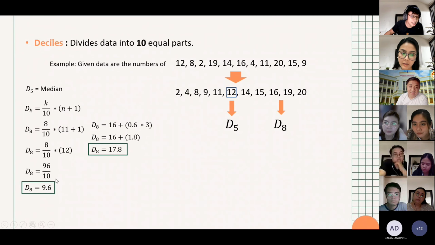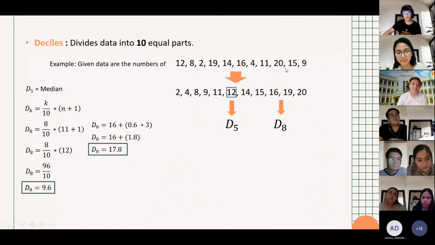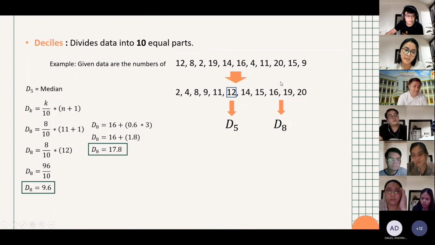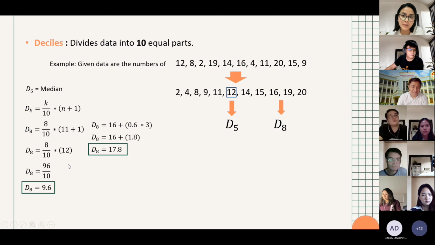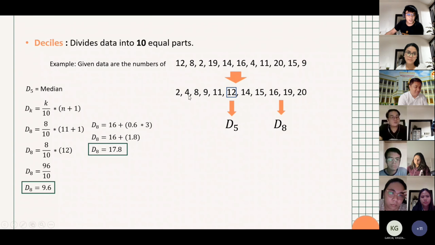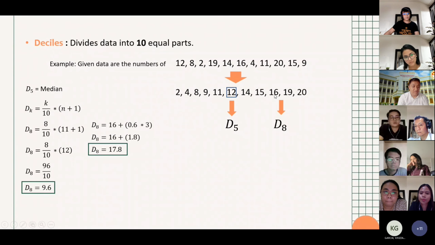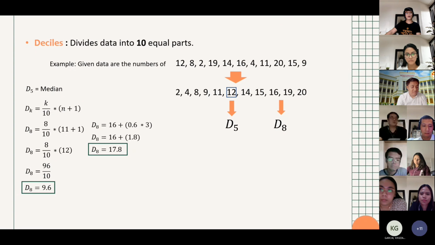Yung decimal lang ang kukunin natin sa ating location ng dis of 8 for us to get the exact value of our dis of 8 po. So, i-remove po natin yung whole number. So, we use the decimal point. Copy po. Kasi nabilang na natin yung location niya, which is this one, yung 9. So, ang kukunin na lang natin is yung decimal point for us to get the exact value of our dis of 8. Okay po? Yes. Thank you.